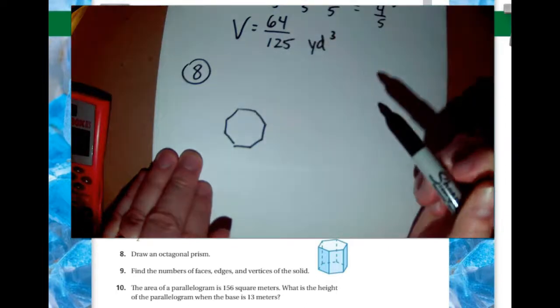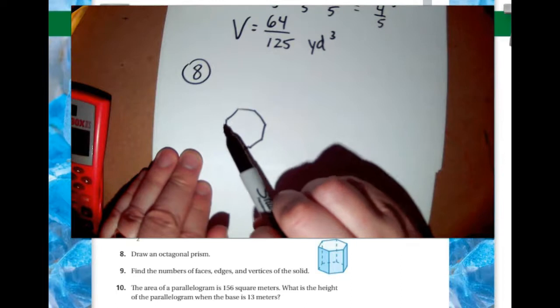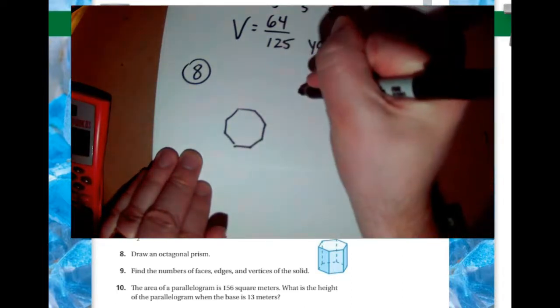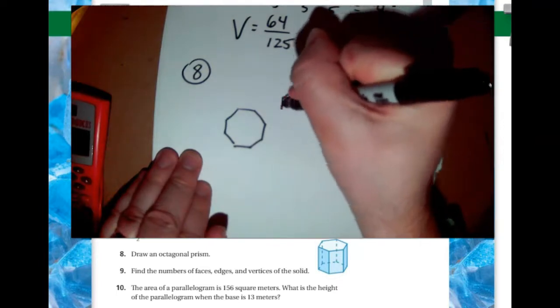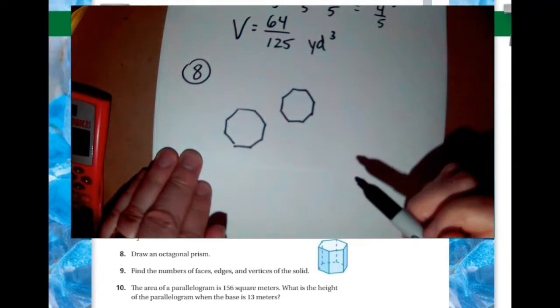You guys know my art skills are nothing to write home about here, but I have 1, 2, 3, 4, 5, 6, 7, 8. There's 8 sides there. I'm going to draw an identical octagon, or one that's pretty close to it, up here. Okay, just kind of off to the corner.